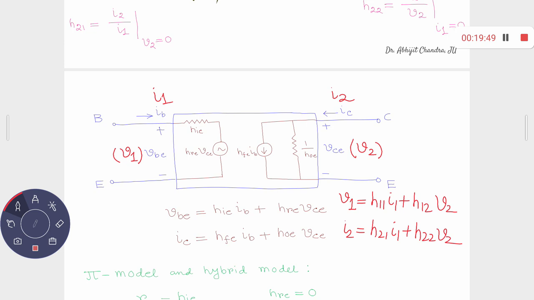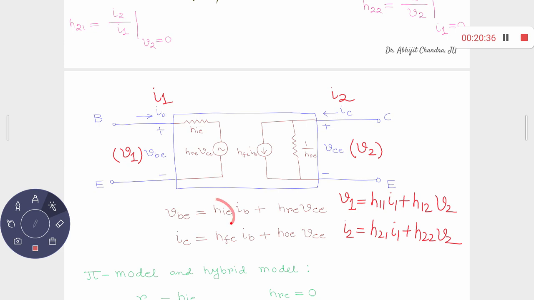Okay, so here the common node is the emitter terminal, both for the input port as well as for the output port. Node 1 for the input port is the base terminal, and node 2 for the input port is the emitter terminal. Node 1 for the output port is the collector, and node 2 of the output port is the emitter terminal. And you have identified that your V1 voltage is nothing but the VBE voltage, your V2 voltage is nothing but the VCE voltage, right? So instead of writing V1, I can write VBE, which is equal to some constant multiplied with I1, that is IB, plus some constant multiplied with V2. Here V2 is the VCE.